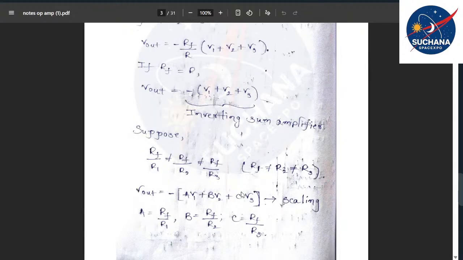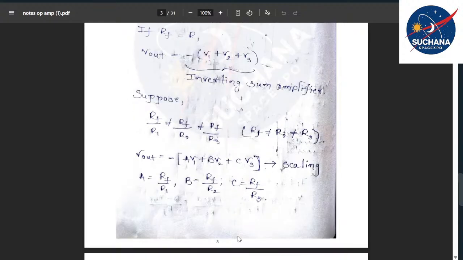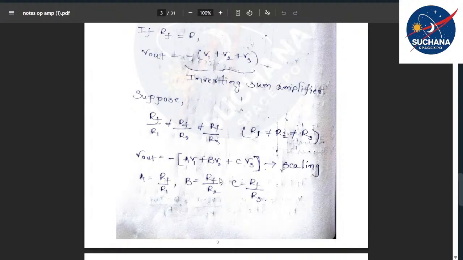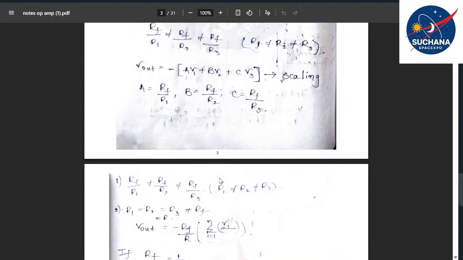Then we discussed other conditions, like RF, R1, R2, R3 all being different. Again the same expression, as I told you, but in another form of representation: V out is equal to minus of A times V1 plus B times V2 plus C times V3, where A is equal to RF by R1, B is equal to RF by R2, and C is equal to RF by R3. These A, B, C are scaling factors for voltages V1, V2, V3 respectively. This kind of mechanism we call a scaling function.